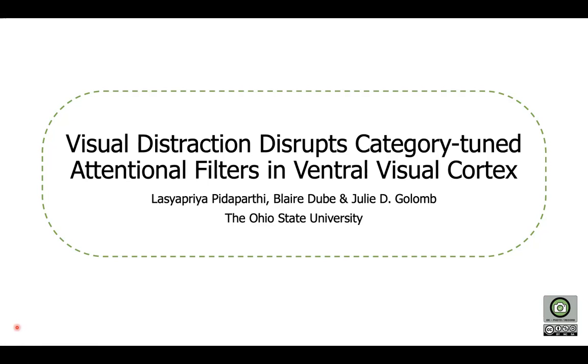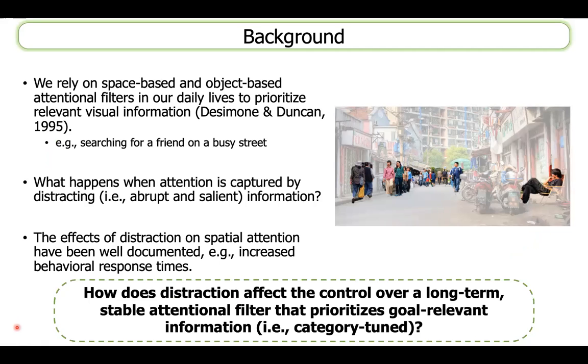Today I'll be presenting on how visual distraction disrupts category-tuned attentional filters in the ventral visual cortex. We make use of space and object-based filters in our everyday lives to prioritize relevant visual information. For example, if you need to search for a friend on a busy street, you might be tuned to focus on people rather than buildings or vehicles, so you can identify your friend easier. But because we live in a dynamic world, attention can be captured by distracting information.